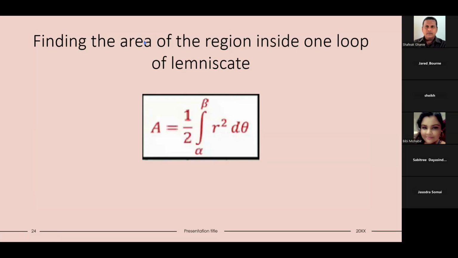Yeah, go ahead, sir. I think this course is a pre-calculus course, and we didn't do integration as yet. But to get the area inside the region, the loop in the lemniscate, you need to use integration. So let's bring through some examples doing some integration.